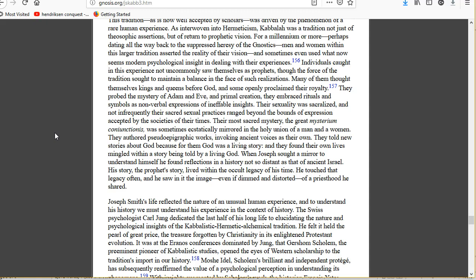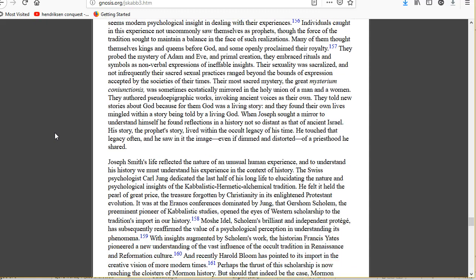Many of them thought themselves kings and queens before God, and some openly proclaimed their royalty. They probed the mystery of Adam and Eve and primal creation. They embraced rituals and symbols and nonverbal expressions of ineffable insights. Their sexuality was sacralized, and not infrequently their sacred sexual practices ranged beyond the bounds of expression accepted by the societies of their times. Their most sacred mystery, the great Mysterium Conjunctionis, was sometimes ecstatically mirrored in the holy union of a man and a woman.